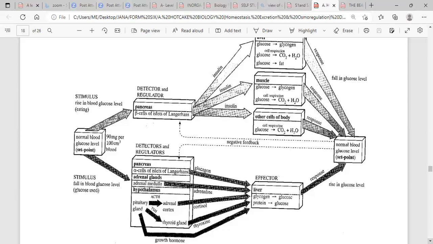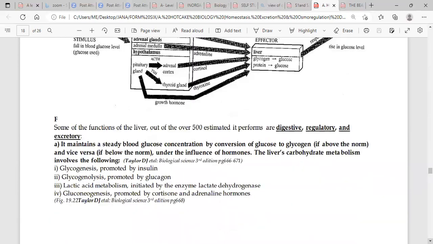All these bring about an increase in glucose levels in blood, restoring it back to the norm. Some of the functions of the liver, out of the over 500 estimated, it performs: we have digestive, regulatory, and excretory. A, it maintains a steady blood glucose concentration by conversion of glucose to glycogen if it is above the norm, and if it is below the norm, that is vice versa, under the influence of hormones.